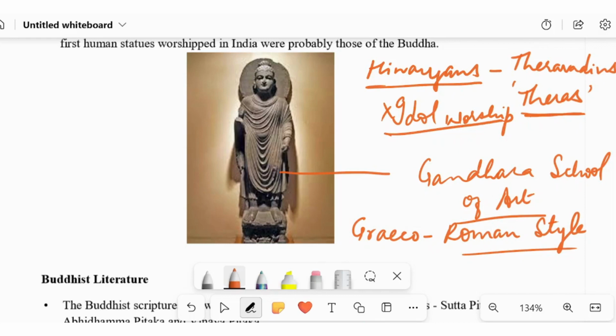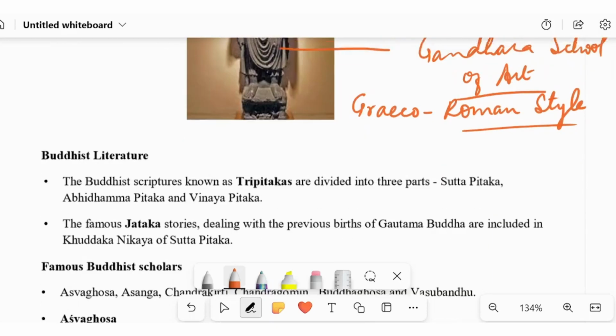As can be noticed in the features of Lord Buddha, his curly hair and the thick drapery, the folds can also be observed. Right. So this started with the Mahayana faction. Now, next I'm coming to Buddhist literature.